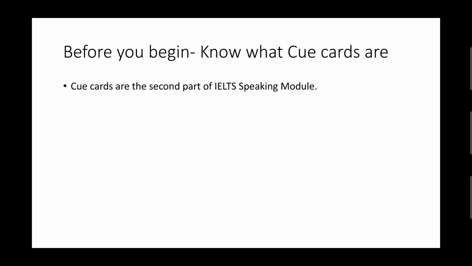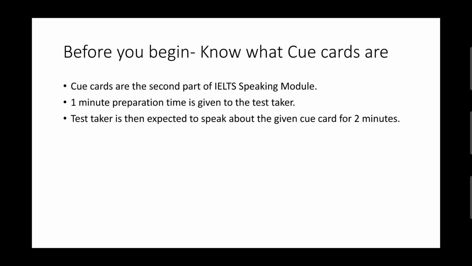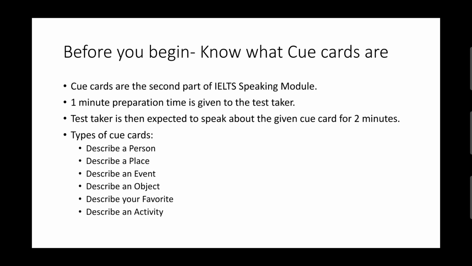Cue cards are the second part of the IELTS speaking module. In the test, you will have 1 minute to prepare the given cue card, and after that, you are expected to speak for about 2 minutes about the same. There are many questions about the cue card, and we will talk about them later. And there are mainly 6 types of cue cards: describe a person, describe a place, describe an event, describe an object, describe your favorites, and describe an activity.